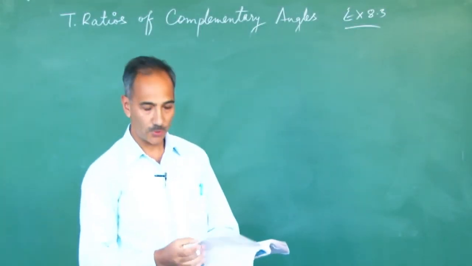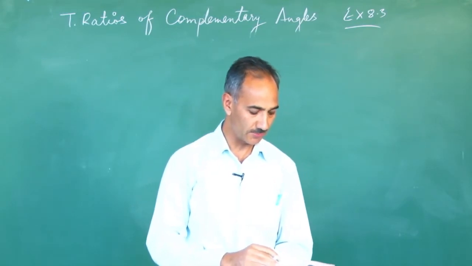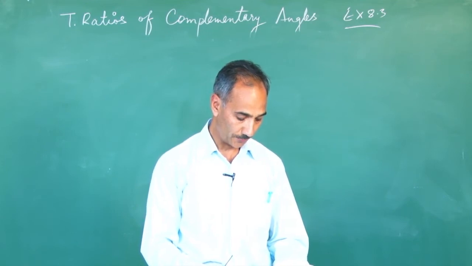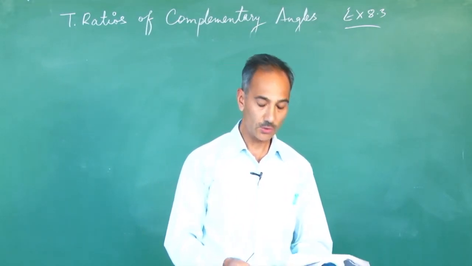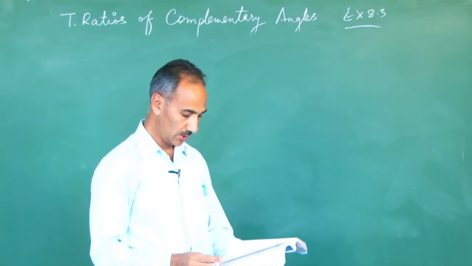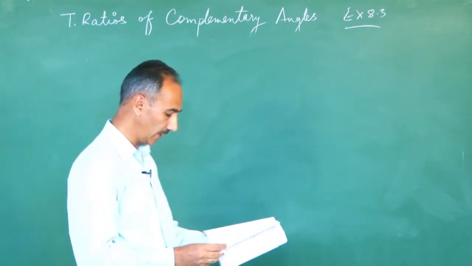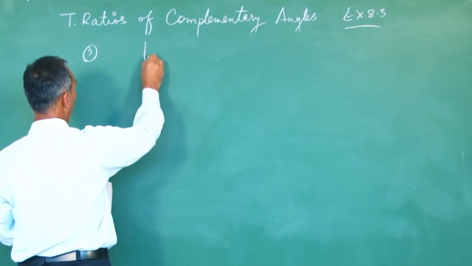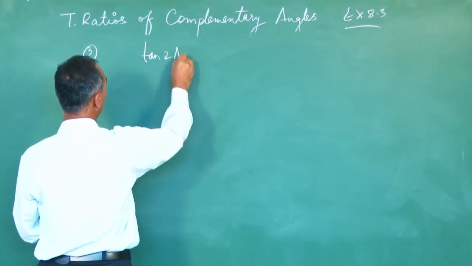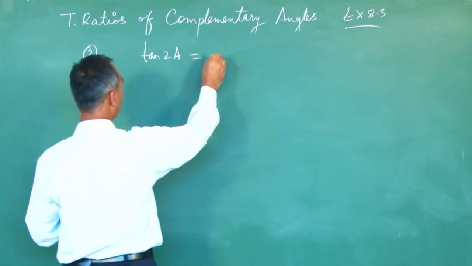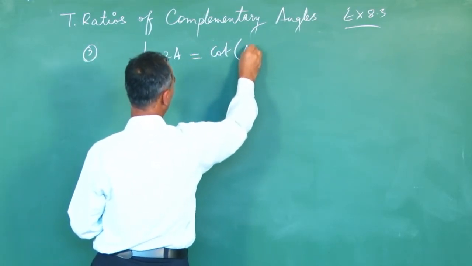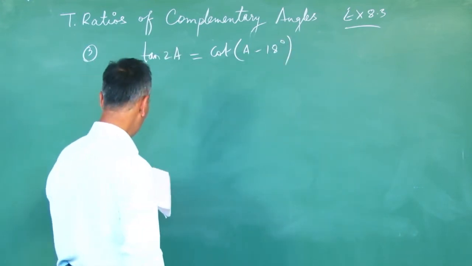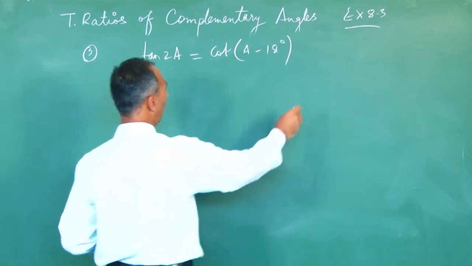Now this exercise 8.3 is quite brief, just 7 sums are there. We can easily finish it. My next question is, if tan of 2a is equal to cot of a minus 18, find the value of a. This is question number 3. Tan of 2a is equal to cot of a minus 18, where 2a is an acute angle. Find the value of a.